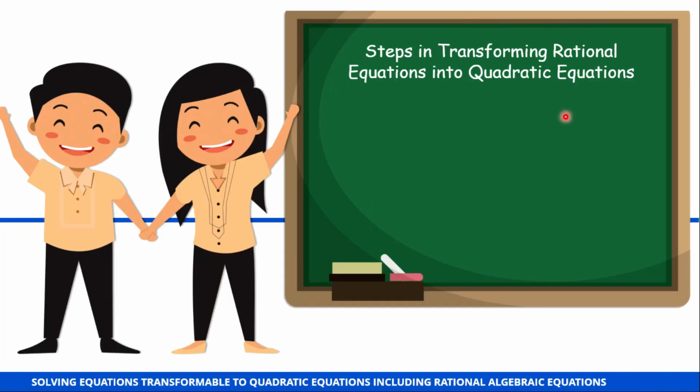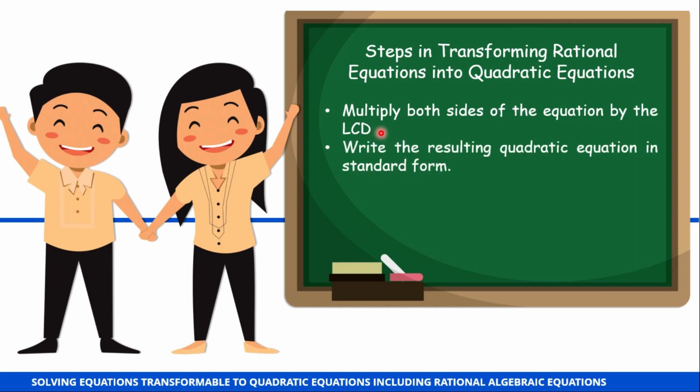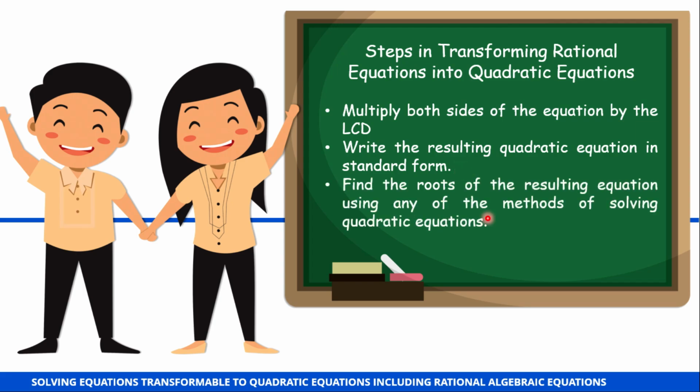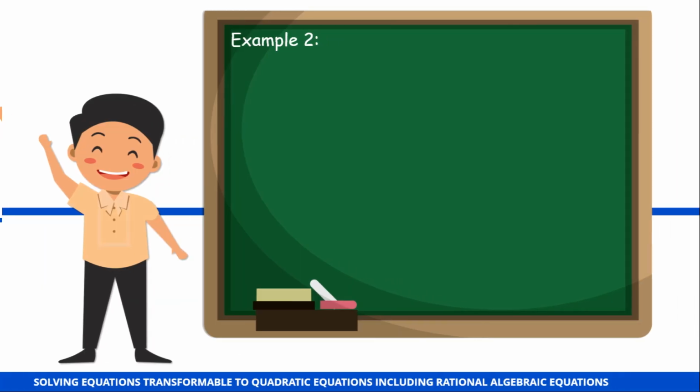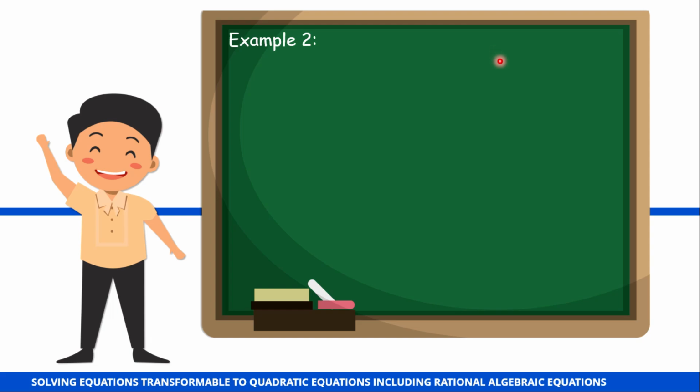Narito ang mga steps ng pag-transform ng rational equation into quadratic equations. First, kailangan nating i-multiply ang both sides ng ating equation by the LCD or the least common denominator. Second, kailangan nating isulat ang ating quadratic equation in standard form. And then, we have to find the roots of our equation using any method. And of course, we have to check for the values of x na ating mga makukuha. Let's proceed to our example number 2.